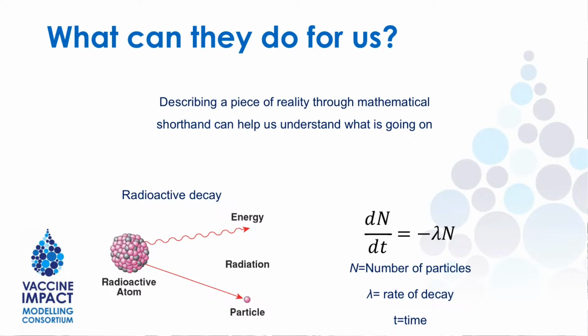We've got our derivative of n with respect to t. It depends on itself. Here, n is a number of particles, lambda is a rate of decay, and t is time. So this differential equation captures the change in the number of particles with respect to time, and we're talking about radioactive decay in this format.